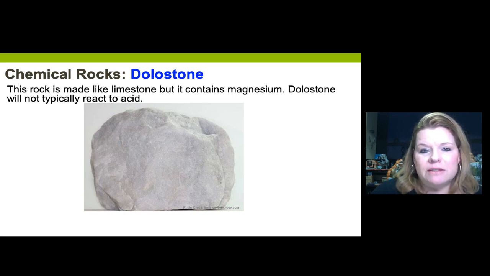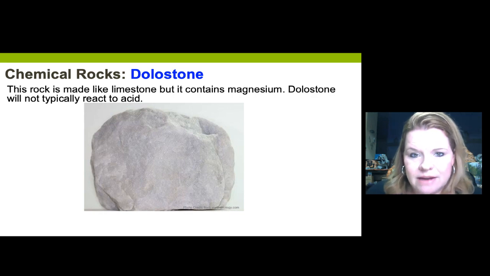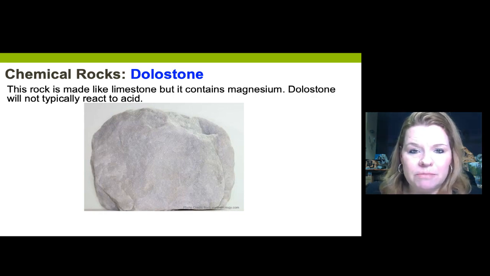The mineral that makes up dolostone is called dolomite, which is different from calcite. Most dolostone will not react to acid, unless you smush it up into a powder form, and even then, depending on how much calcite is there, it may or may not react. So that's one way you can kind of tell the difference between dolostone and limestone. They look a lot alike.